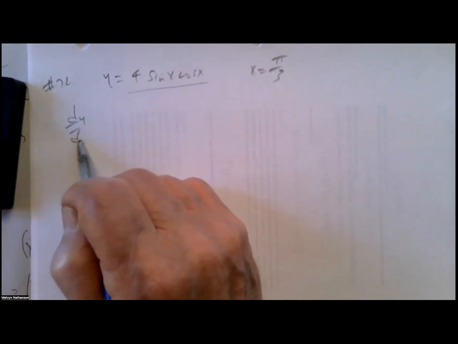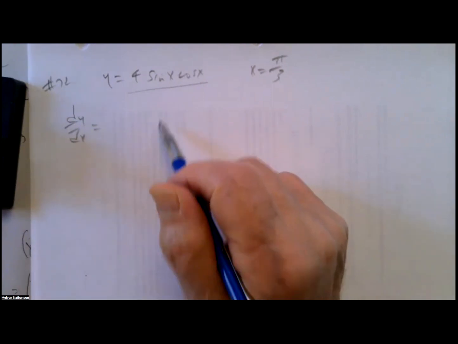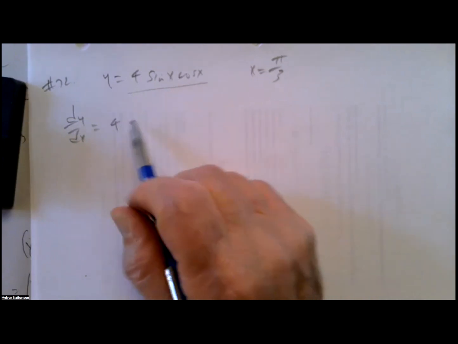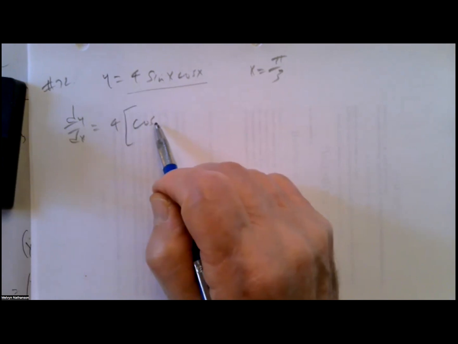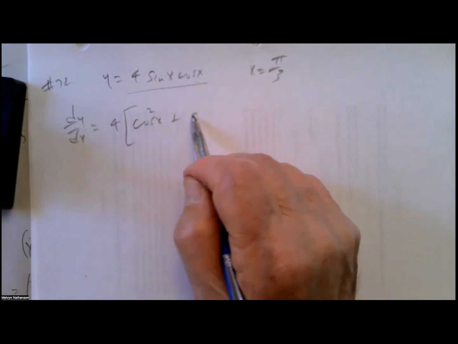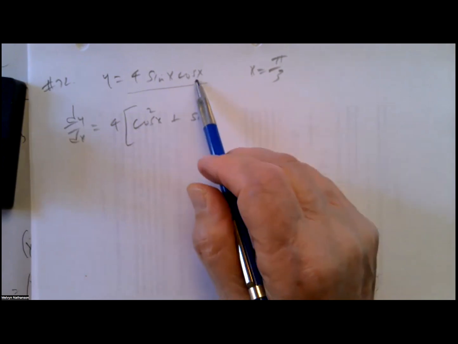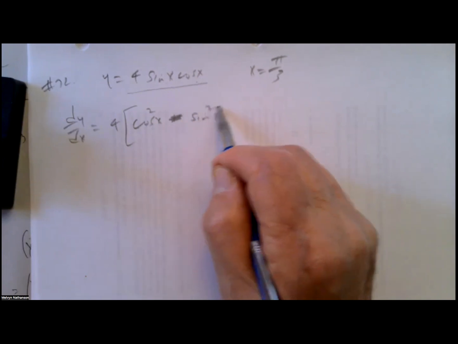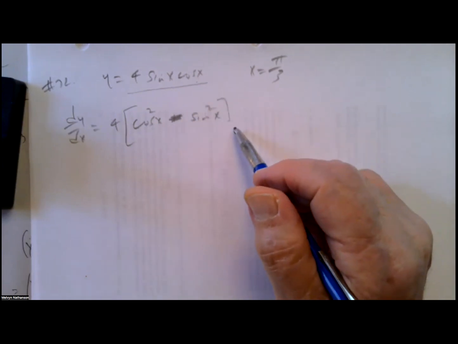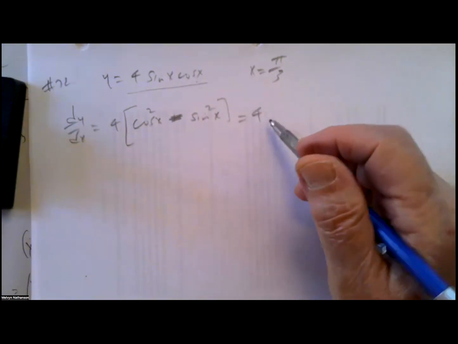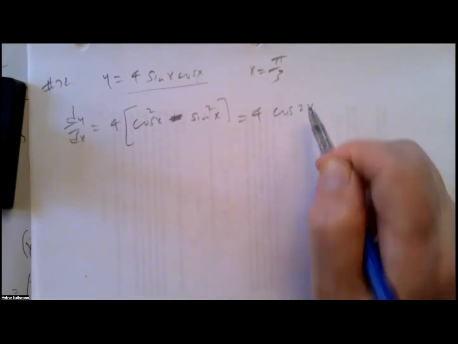What is dy dx? By the product rule, it's 4 times the derivative of the sine, which is the cosine, times the cosine, cosine squared, plus sine times the derivative of the cosine, which is minus the sine. So I get minus sine squared x. Or I can write this as 4 times cosine 2x.